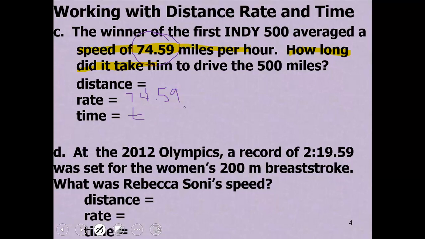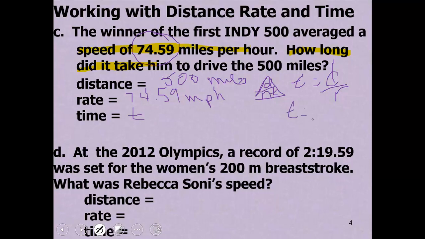74.59 miles per hour. The distance, the Indy 500 is always 500 miles. Okay, so how do we set up our equation to solve? Well, you can look at your triangle. The triangle says DRT, right? So if I want to find time, I have to take time is equal to distance over rate, okay? And you plug in what you know, distance and rate.